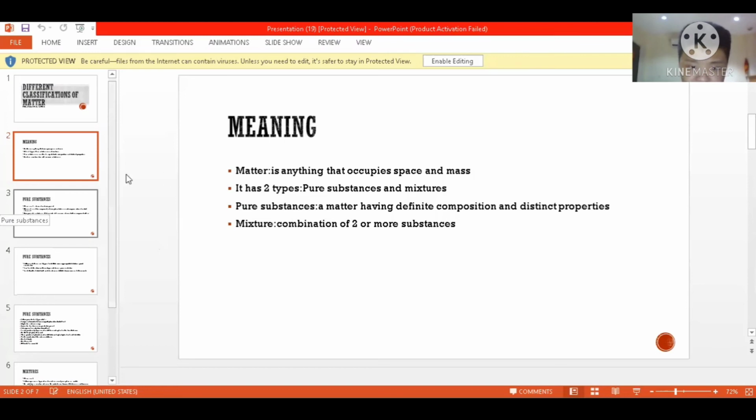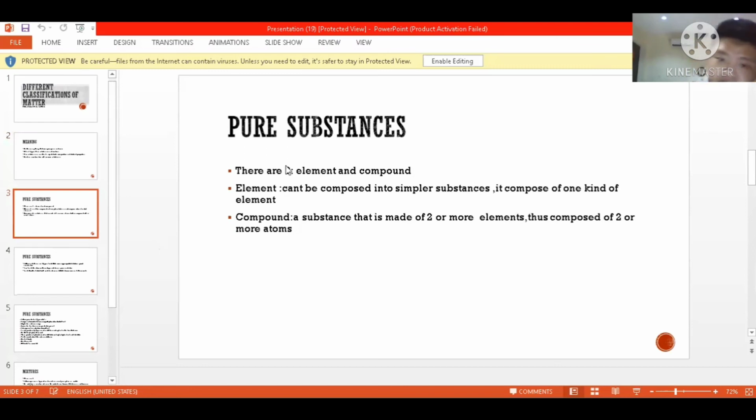Now pure substances also have different types. There are two: elements and compound. The meaning of elements is this. The meaning of compound is this. To know more about this, just use the periodic table of elements. But compound is basically just a combination of elements.